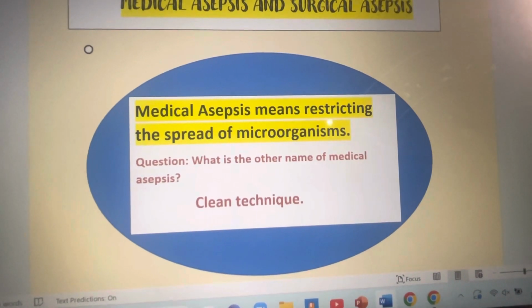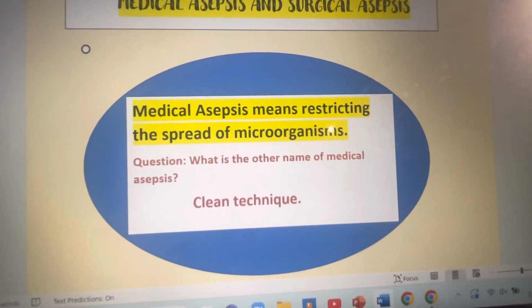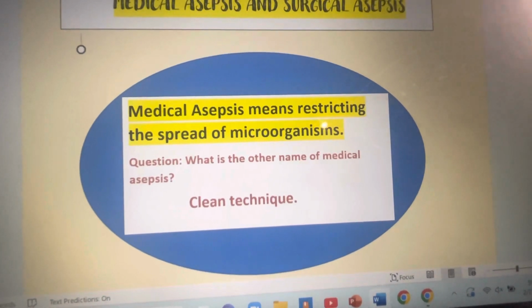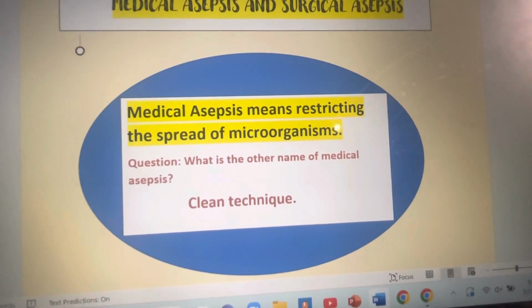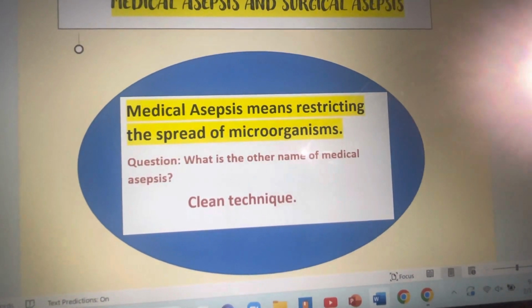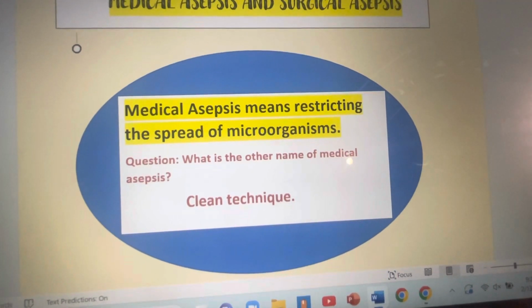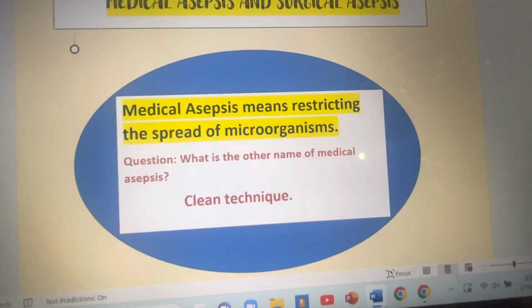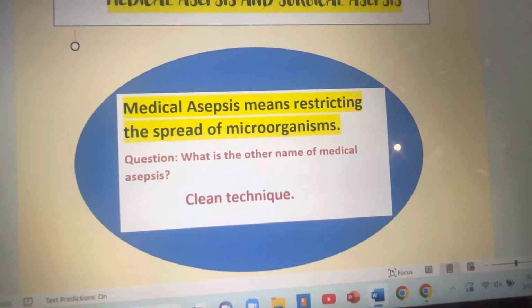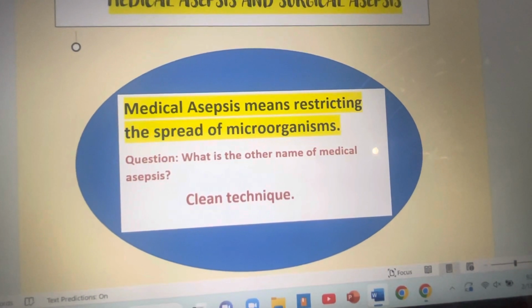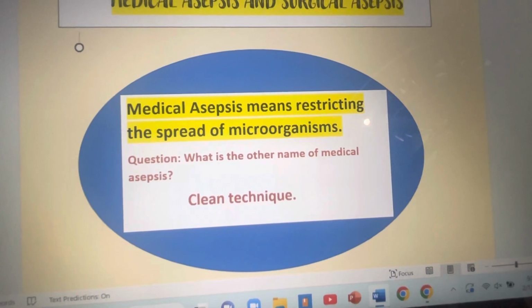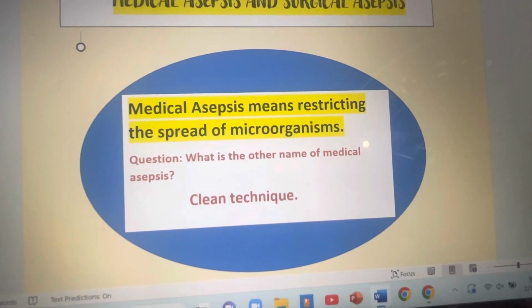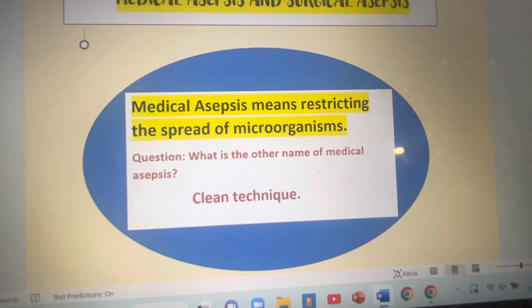Medical asepsis means restricting the spread of microorganisms. So we are trying to control the spread. And what is the other name of medical asepsis? Clean technique. So you will come across the two terms which mean the same thing. They may use clean technique or they may ask medical asepsis, which means the same thing. It's just two different terms for the same word.